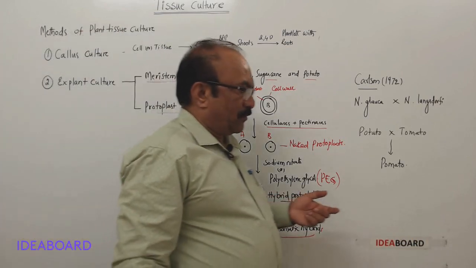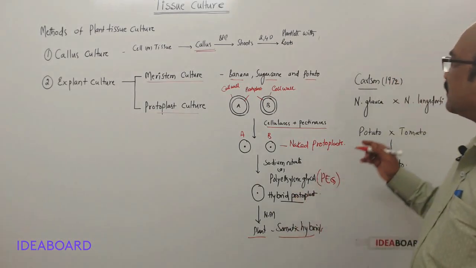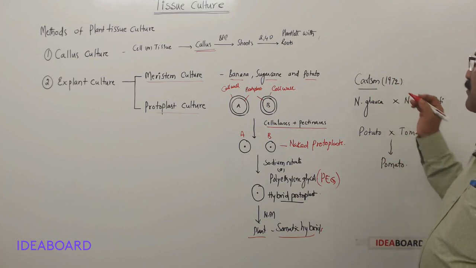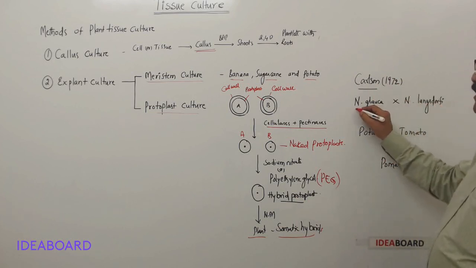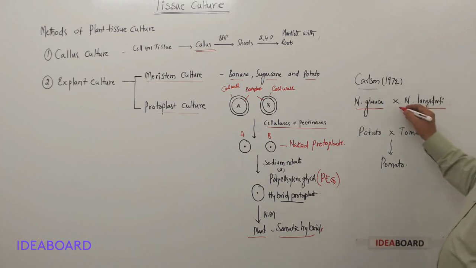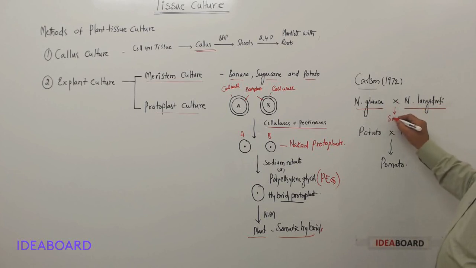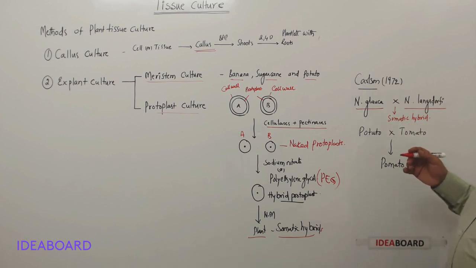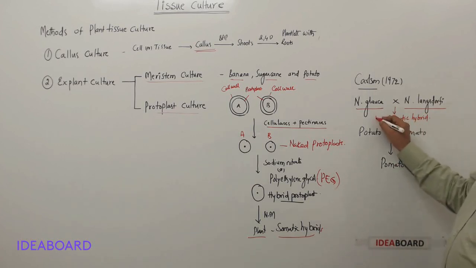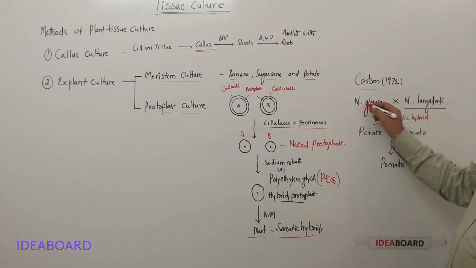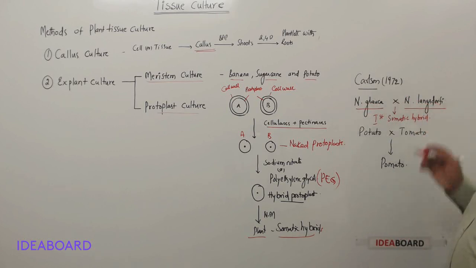And we have to mention one scientist here, Carlson, who in 1972 obtained the first somatic hybrid by crossing Nicotiana glauca with Nicotiana langsdorffii. So this is the first somatic hybrid. I hope you are understanding who are the parents of this first somatic hybrid. Nicotiana glauca and Nicotiana langsdorffii.